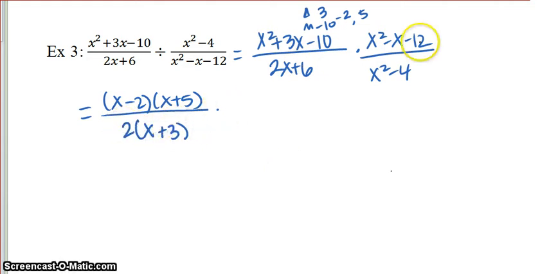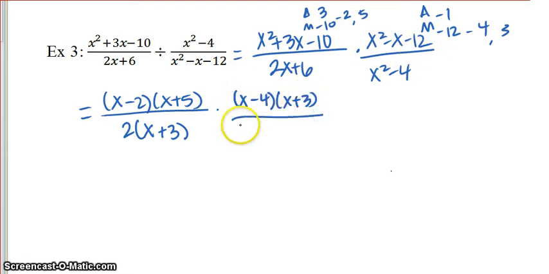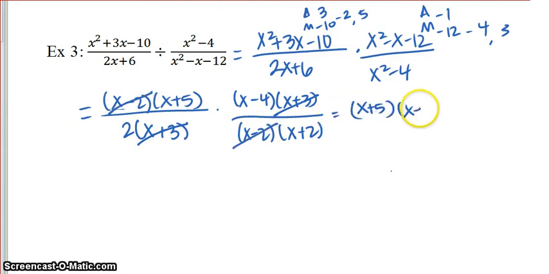Now I'm going to factor the top of this one. It's, again, another add-multiply, so add to negative 1, multiply to negative 12, so that's going to be 4 and 3 with a negative 4. So I'm left with x minus 4, x plus 3, and the bottom is difference of squares, so that's x minus 2, x plus 2. So now I've got to do some crossing out, so the x plus 3's and x minus 2's cancel, and that leaves us with x plus 5, x minus 4 over 2 times x plus 2. There we go.